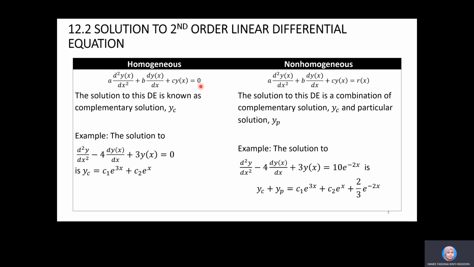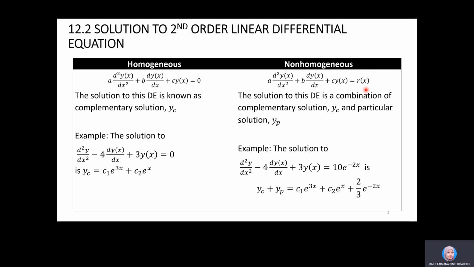The solution to this homogeneous ODE is known as the complementary solution yC, where C stands for complementary. For example, take the given ODE d2y over dx squared minus 4 dy dx plus 3y equals 0. We will work out how to get this solution, but an example is given here. The complementary solution for this homogeneous ODE is yC equals C1 times e to the 3x plus C2 times e to the x.